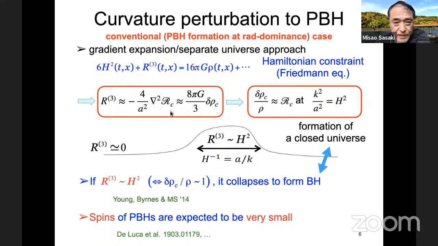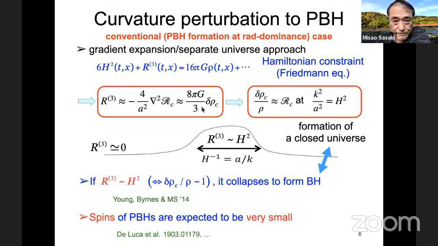Now, if you simply take the linear theory, the three-curvature is given in terms of the so-called curvature perturbation, which I denote by script R. People usually call it the curvature perturbation, but actually, as you can see, it's the potential for the curvature perturbation. But anyway, the three-dimensional curvature behaves like 1 over a squared in the early universe where the scale is well outside the horizon.